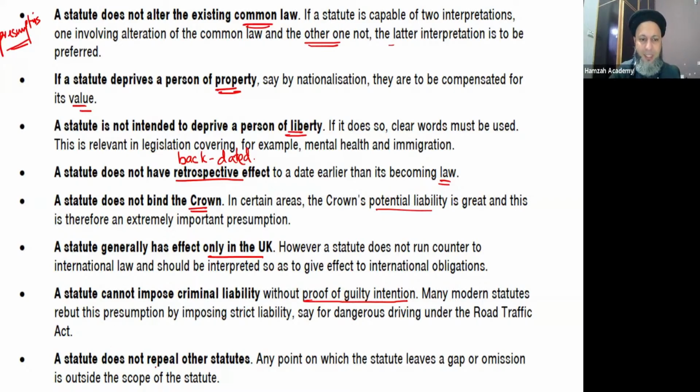A statute does not repeal other statutes. Again, just like the first one. If in that we said the common law, here we say statute. If there are two interpretations of a point in the statute, one goes against another statute, that will not be taken. That interpretation will be void.